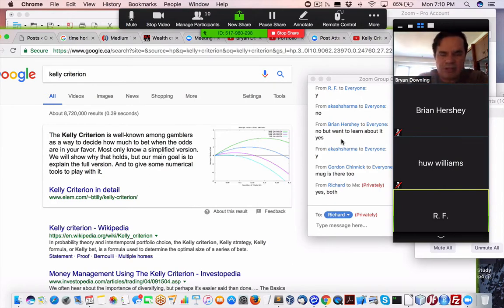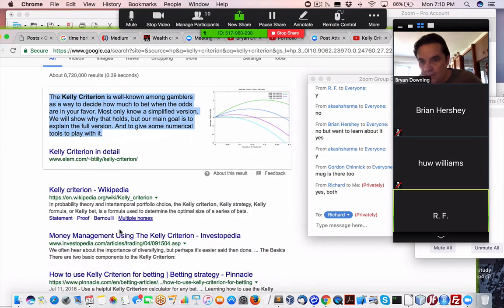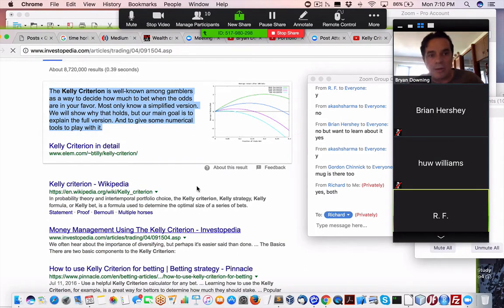So here's, can you see this definition here? It's used by gamblers. The odds are in your favor, and a simplified version. Main goal is to explain the full. Let me just pull up the Investopedia definition. It's usually the better one.